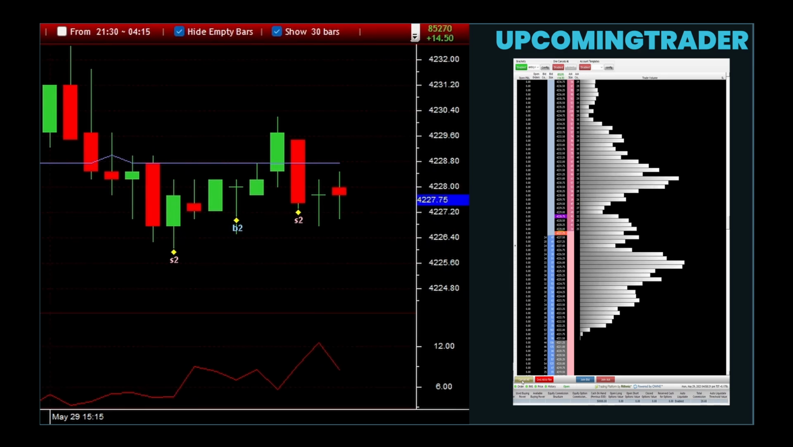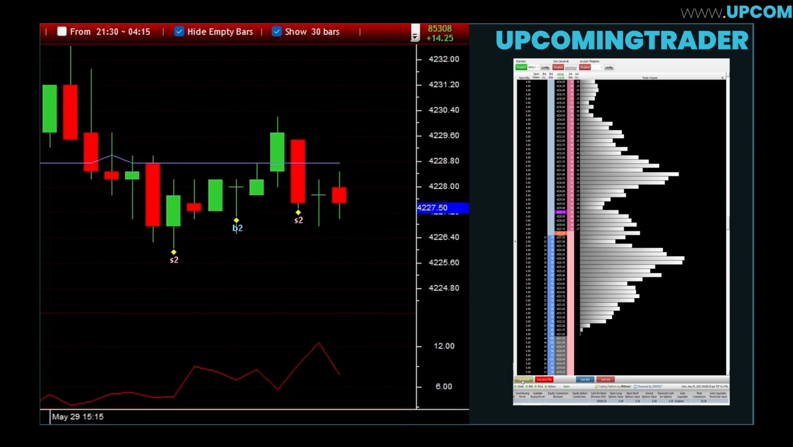When you see a double distribution, it signals that the market sentiment has shifted significantly. The area between the two distributions often becomes a low volume node, which can act as either support or resistance if the price returns to that level.